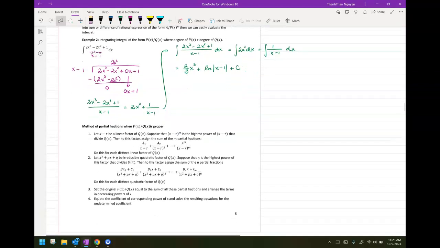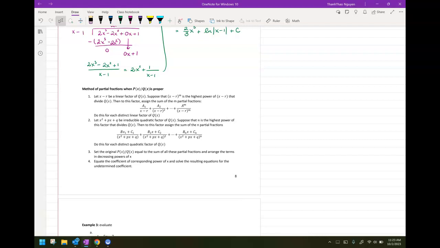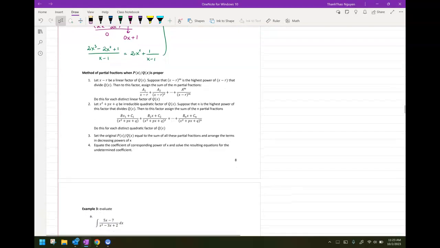Now, what happens if we have a proper fraction? Let x minus a be a linear factor of q of x. Suppose that x minus a to the m is the highest power of x minus a that divides q of x. Then to this factor, assign the sum of partial fractions as follows: a1 over x minus a, plus a2 over x minus a squared, up to am divided by x minus a to the m. Note that the exponent keeps increasing in the denominator, where x minus a is the linear factor.